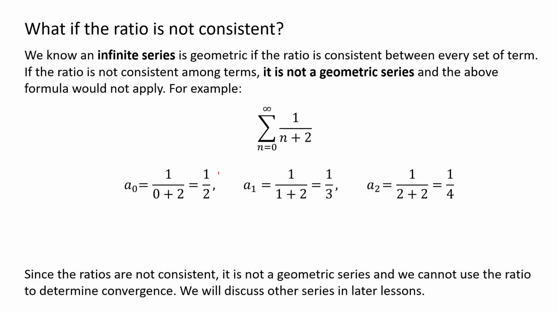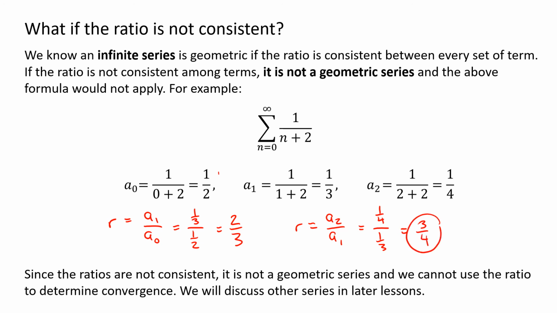Okay? So if we calculate the ratios between these, if we do the ratio between the second and the first term, we have a1 divided by a0, which is 1 over 3 divided by 1 over 2. If you calculate that out, you get 2/3. The ratio between the third term and the second term, again, it should be the same. It doesn't matter which terms they are in the series. The ratio in this case would be a2 divided by the term right before it, a1, which is 1/4 divided by 1/3. Calculating this out, you get 3/4.